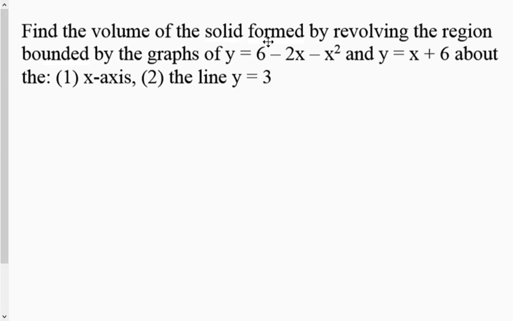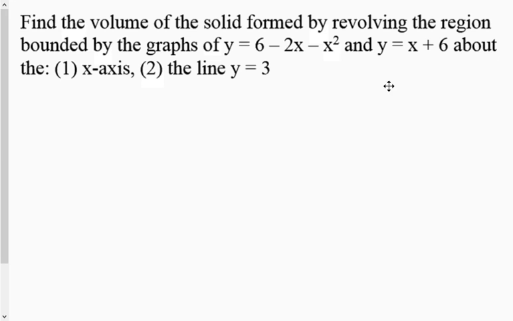We're going to find the volume of the solid formed by revolving the region bounded by the graph of y equals 6 minus 2x minus x squared and y equals x plus 6 about, first off, the x-axis and then the line y equals 3. All right, so I take this back. Let's see if we can do this without the calculator. Okay, let's see if we can picture this graph.